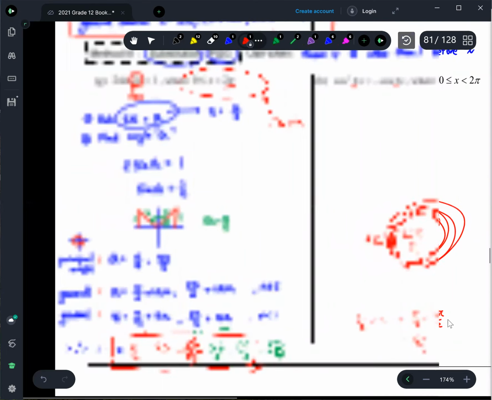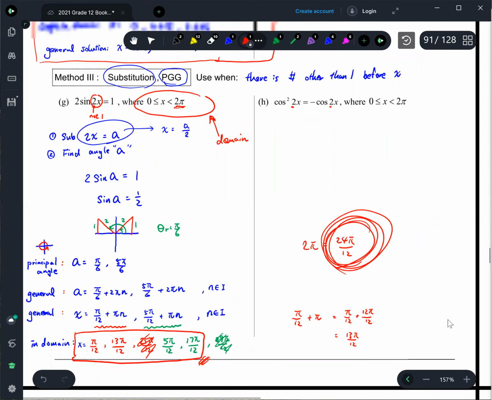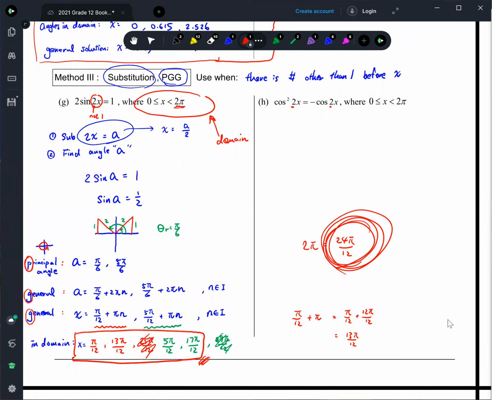Okay, so why do we call it PGG, right? The P stands for the principal, right? P. G is the general, and general. Two generals, one general for the A, one general for the X. And then you use the final general answer to find the domain, okay? The angles in the domain.